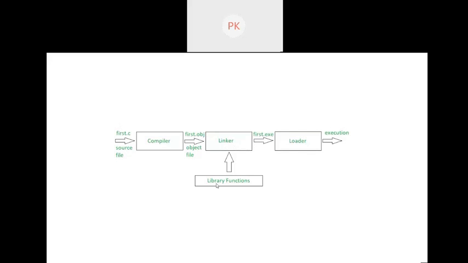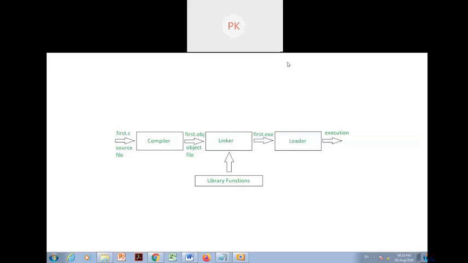It links the library functions. What are these library functions? The functions which are developed by Dennis Ritchie. We are using such predefined functions. We can call them predefined functions. Those predefined functions are linked with the help of the linker, and it will generate the exe file. This exe file will be loaded by the loader, and then finally it will execute in a system.